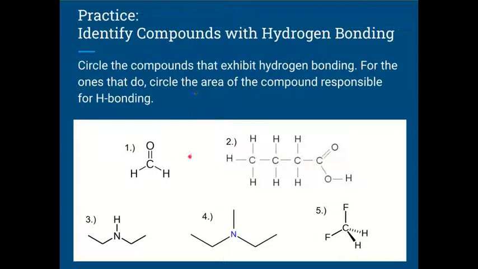All right, let's go through these examples and see if you got the right answers. Let's look at the first one. Even though there's a hydrogen and an oxygen present, they are not covalently bound to each other. So this is not an example of hydrogen bonding. This is just dipole-dipole. The second one does have hydrogen bonding, so let's see if we can find the region of the molecule responsible for the hydrogen bonding.